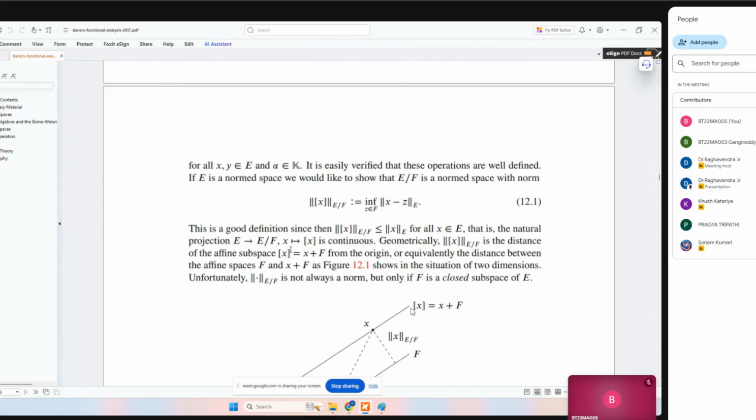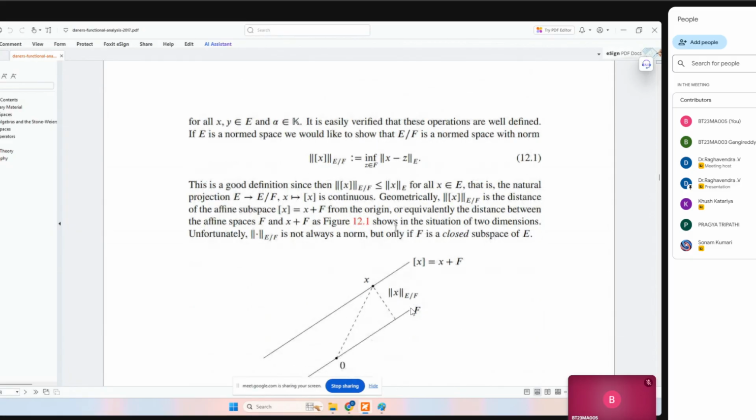This is a good definition since it gives you one thing, that the quotient norm is less than or equal to the norm of x in E, and also it is a natural thing that E goes to E over F. So the natural map is what? If you take an element x, then you go to the quotient space by quotienting. That is alpha x. This is also continuous. That also you can see.